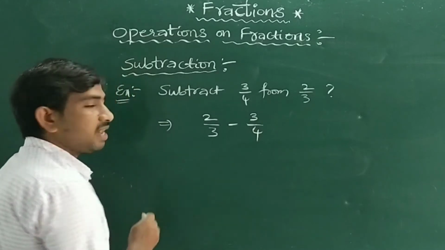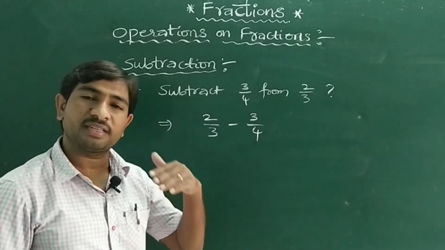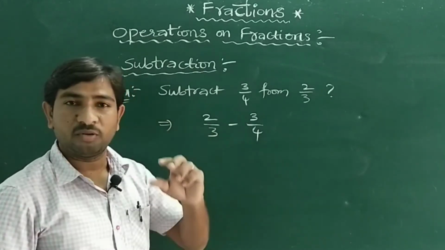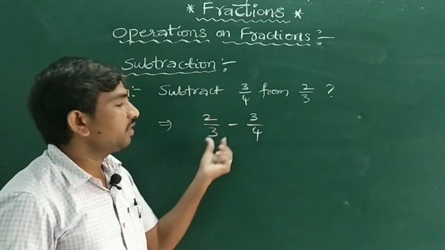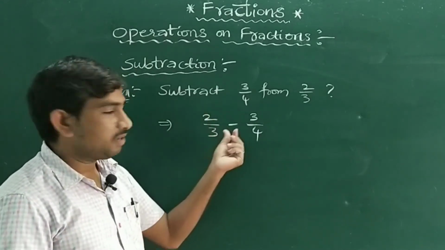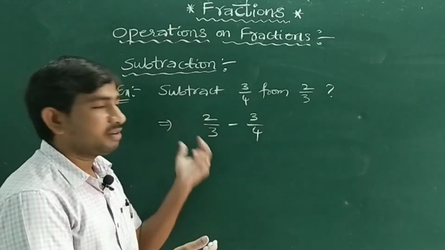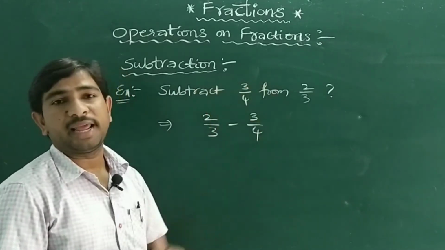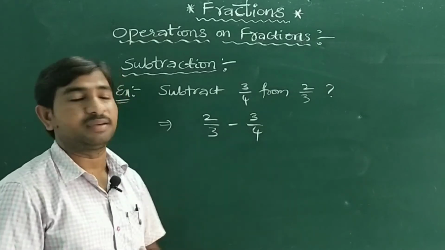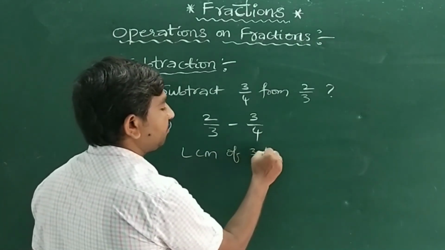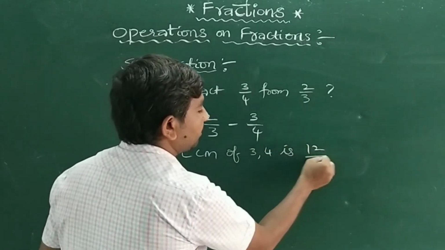So for the addition or for the subtraction, addition and subtraction of fractions is only possible when the given two fractions are like fractions. So to convert the given fractions into like fractions, we have to find the LCM. So what is the LCM of the denominators? LCM of 3 comma 4 is what again? So 12, this is the LCM.